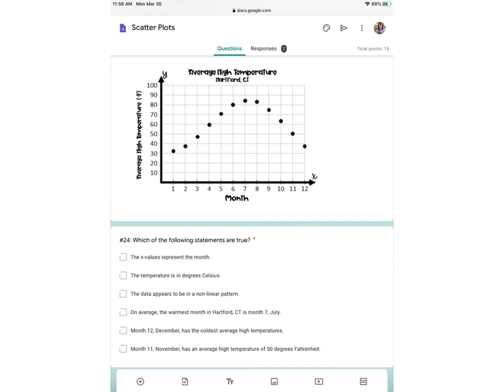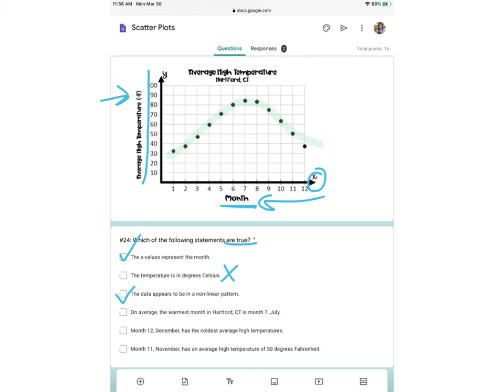So I'll do one more with you. Which of the following statements are true? Again, we have more than one answer. So it looks here for average temperatures, the month and the temperature. So let's see, the x value represents the month. Yeah, the x value is the month, so that's true. The temperature is in degrees Celsius. No, the temperature is in degrees Fahrenheit. So that's not right. The data appears to be a non-linear pattern. Yeah, it curves. The data is curving, so it is non-linear.